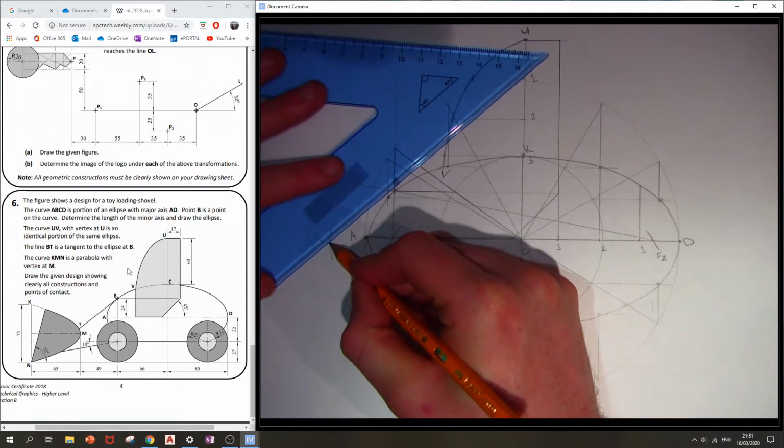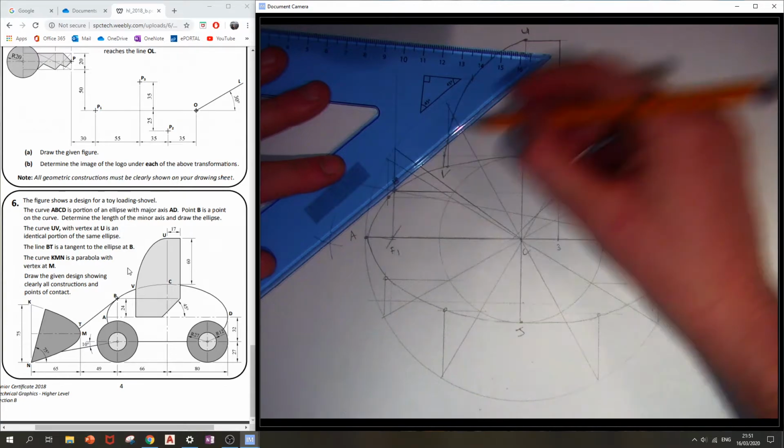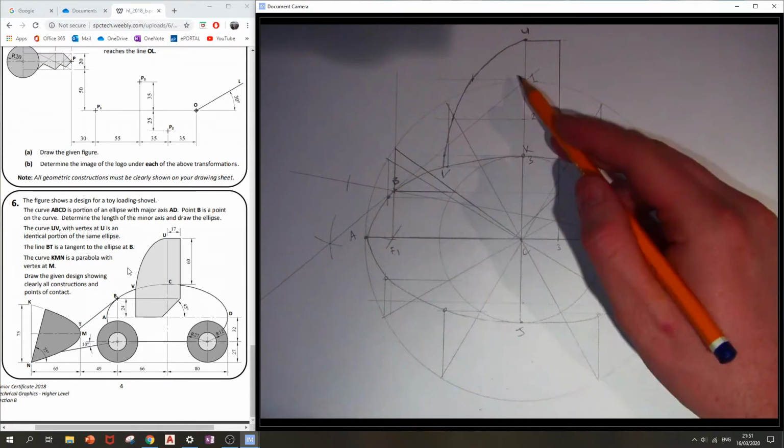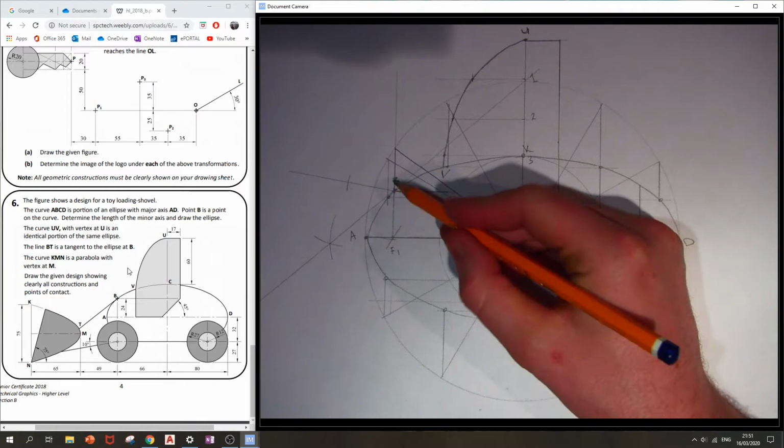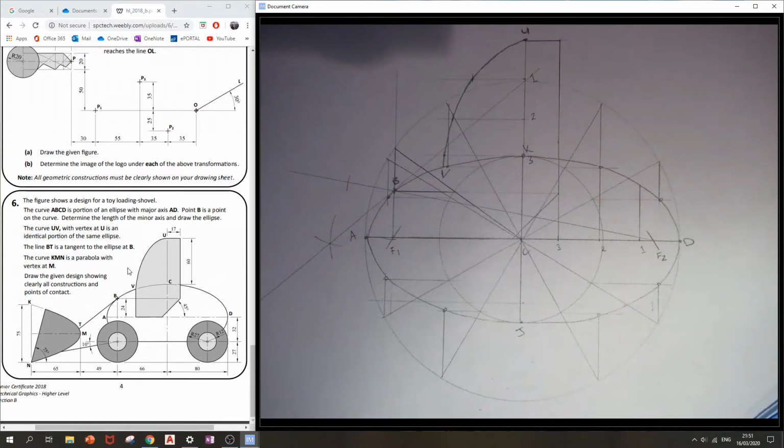Now, so that bisecting line is going to be tangential to the ellipse at the point B. Okay, so now we've the line BT is a tangent. So now I just need to identify where the point T is.